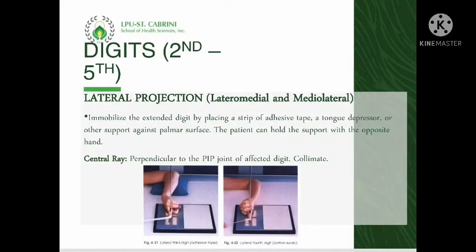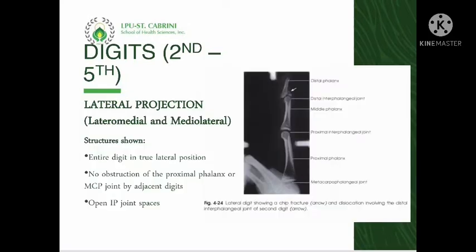The two elevated fingers should be supported by the opposite hand of the patient with a radiolucent stick to keep it extended and to avoid movement. The central ray for this projection is directed perpendicularly to the PIP joint. The radiograph will show the entire digit in true lateral position without obstruction of the proximal phalanx or metacarpophalangeal joint by the adjacent digits. It will also show open interphalangeal joint spaces.